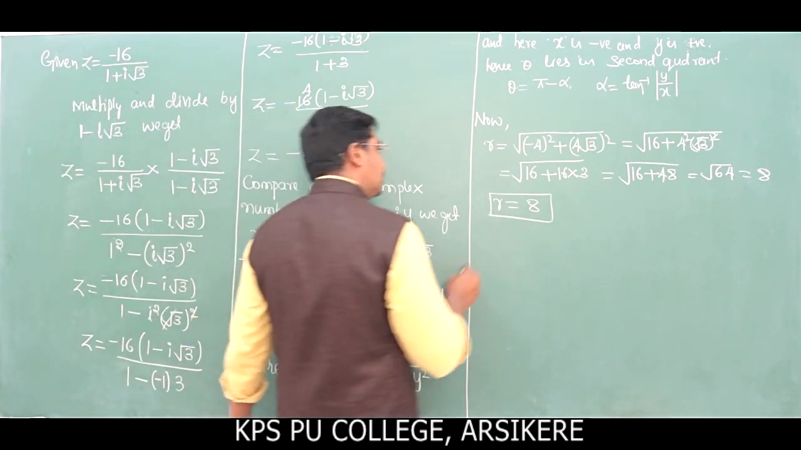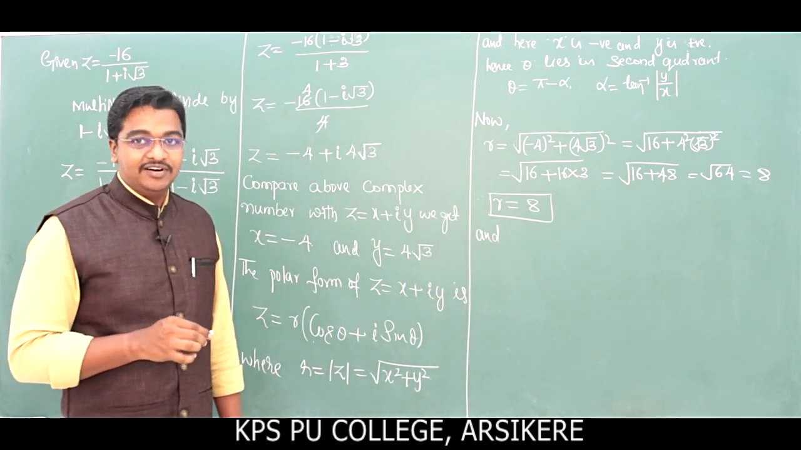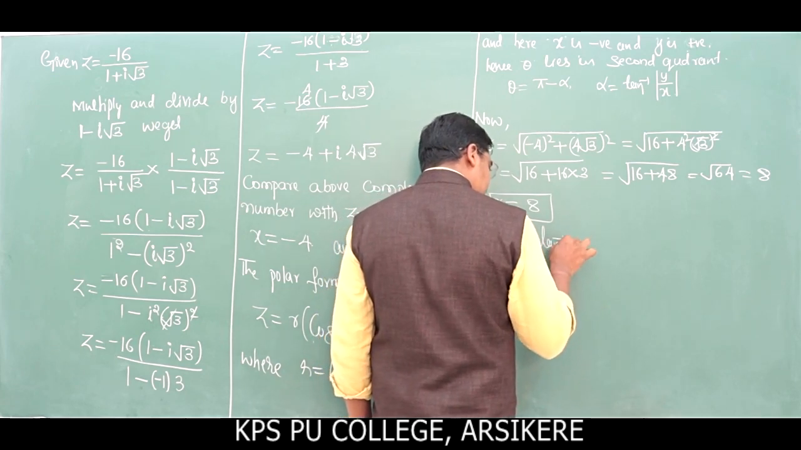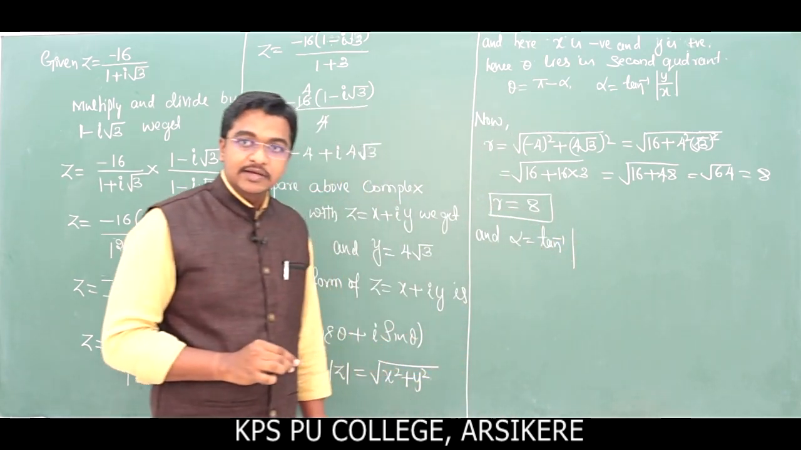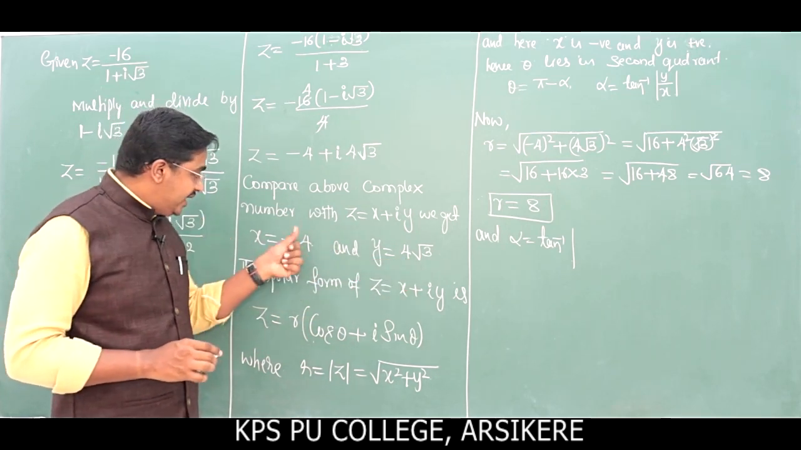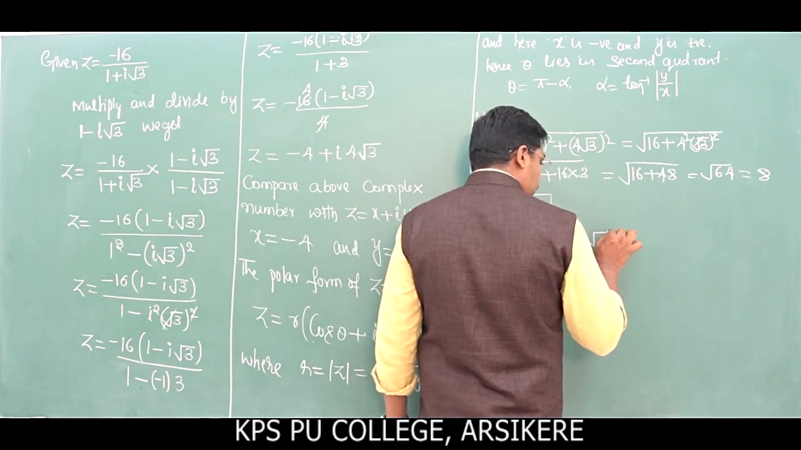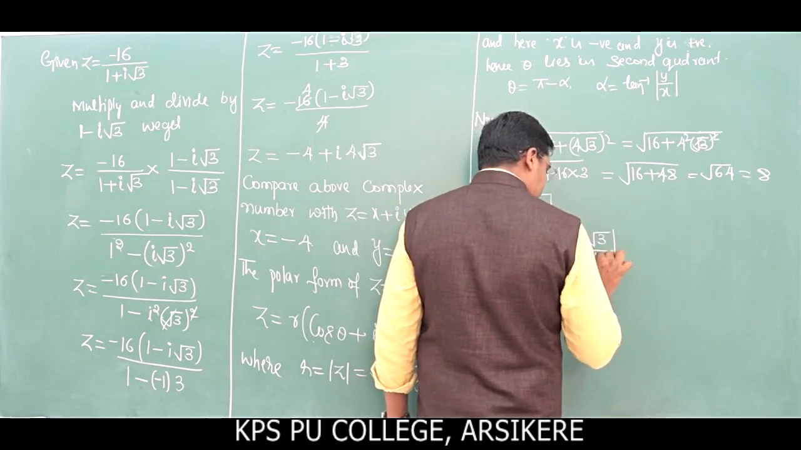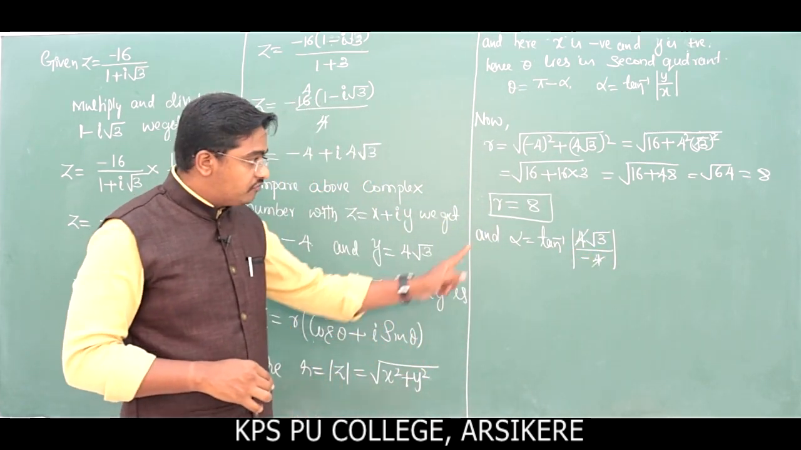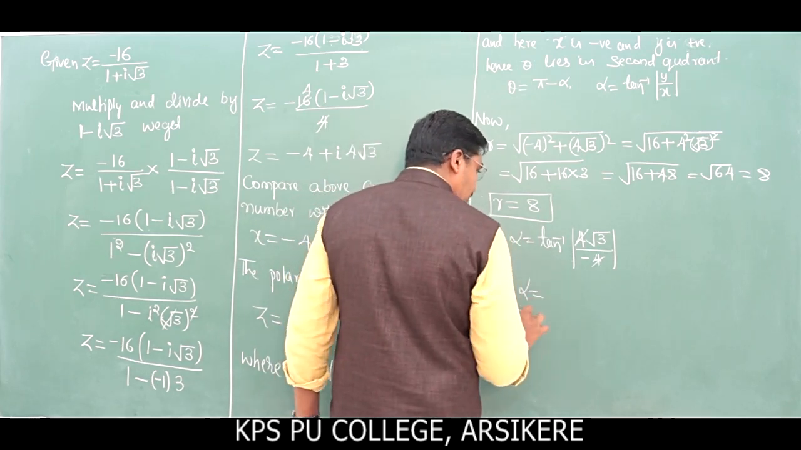Then we also need to find alpha. Alpha is equal to tan inverse of y divided by x. So y is 4 into root 3 and x is minus 4. 4 into root 3 divided by minus 4, and here 4 and 4 get cancelled.